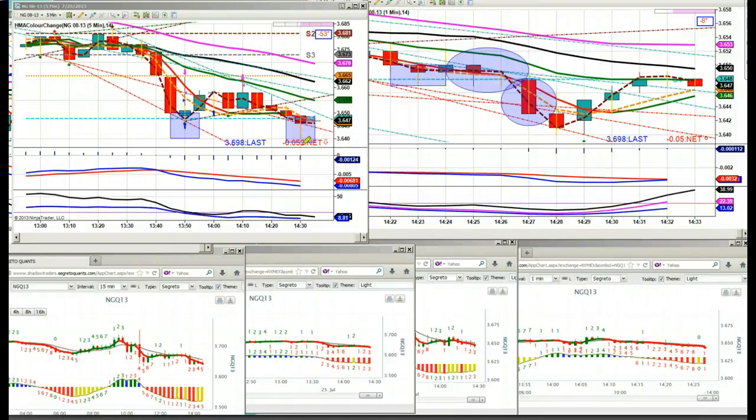Even though the wick here is giving us a low point, the fractal's holding as a higher low, not a lower low. So things could turn around here.